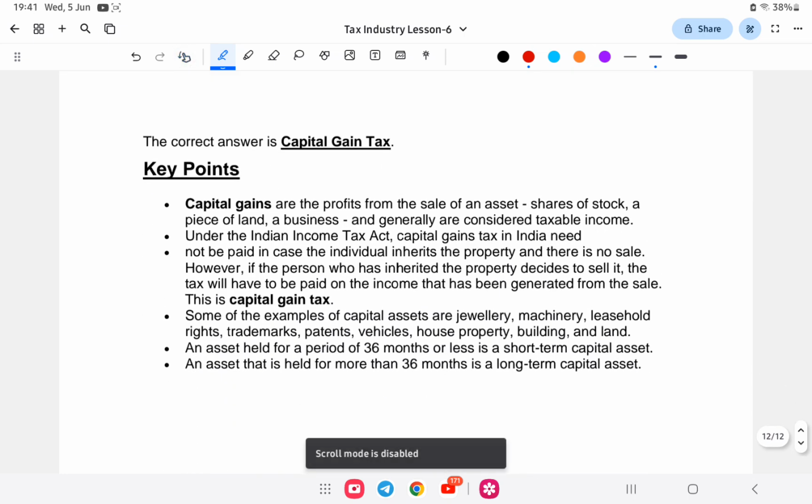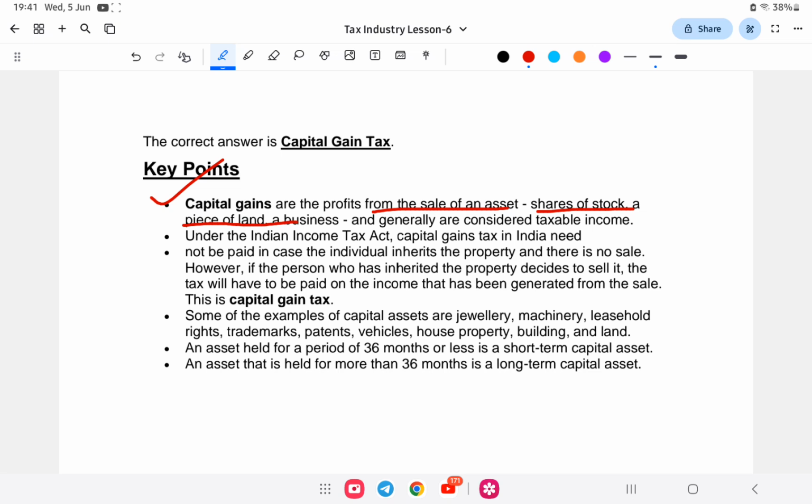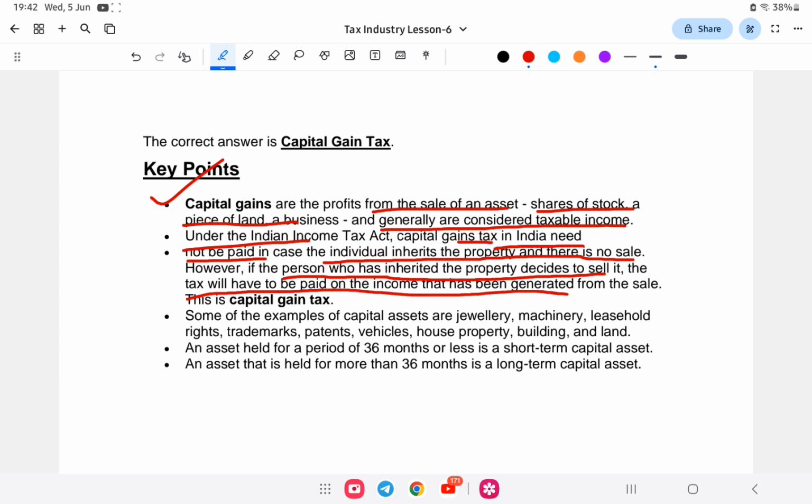Capital gain tax is on profits from the sale of an asset, such as shares of stocks, a piece of land, or a business, which is generally considered a taxable amount. Under the Income Tax Act, capital gain tax in India need not be paid if the individual inherits the property and there is no sale. However, if the person who has inherited decides to sell, this tax will have to be paid on the income generated from the sale, that is capital gain tax.